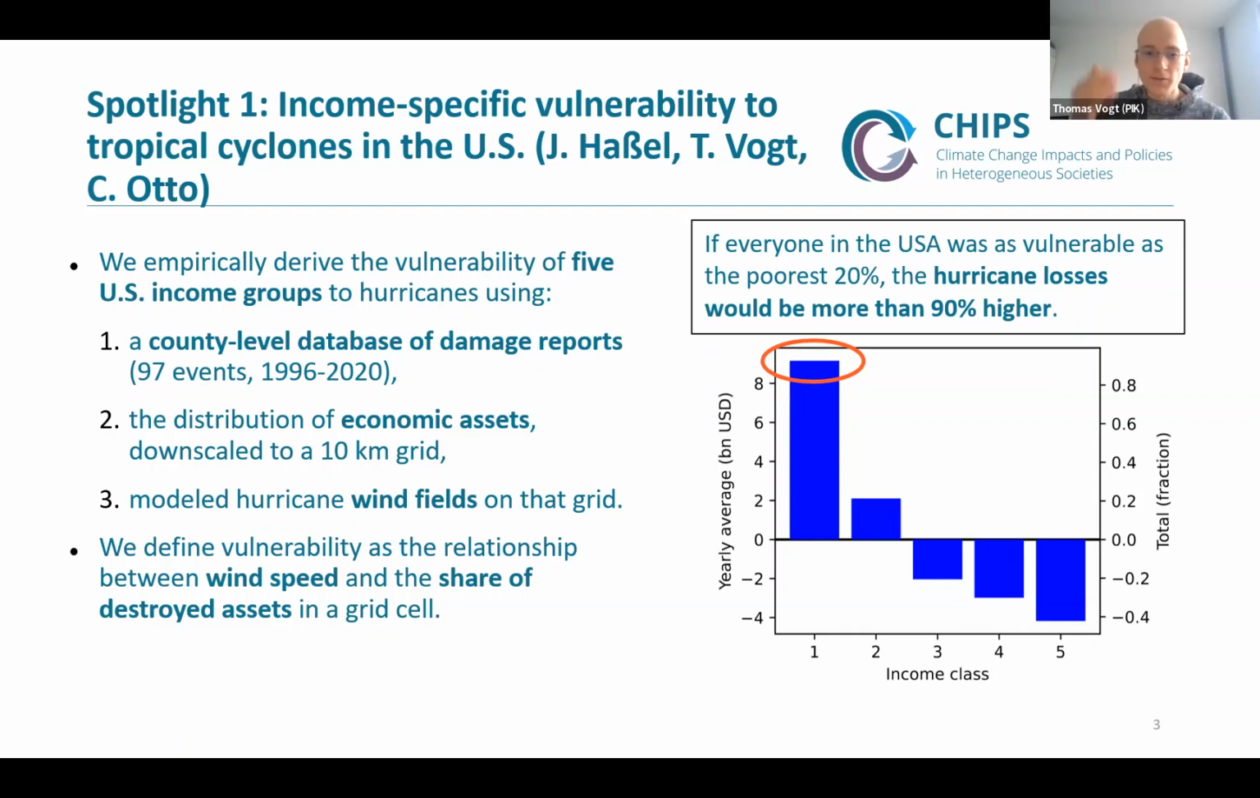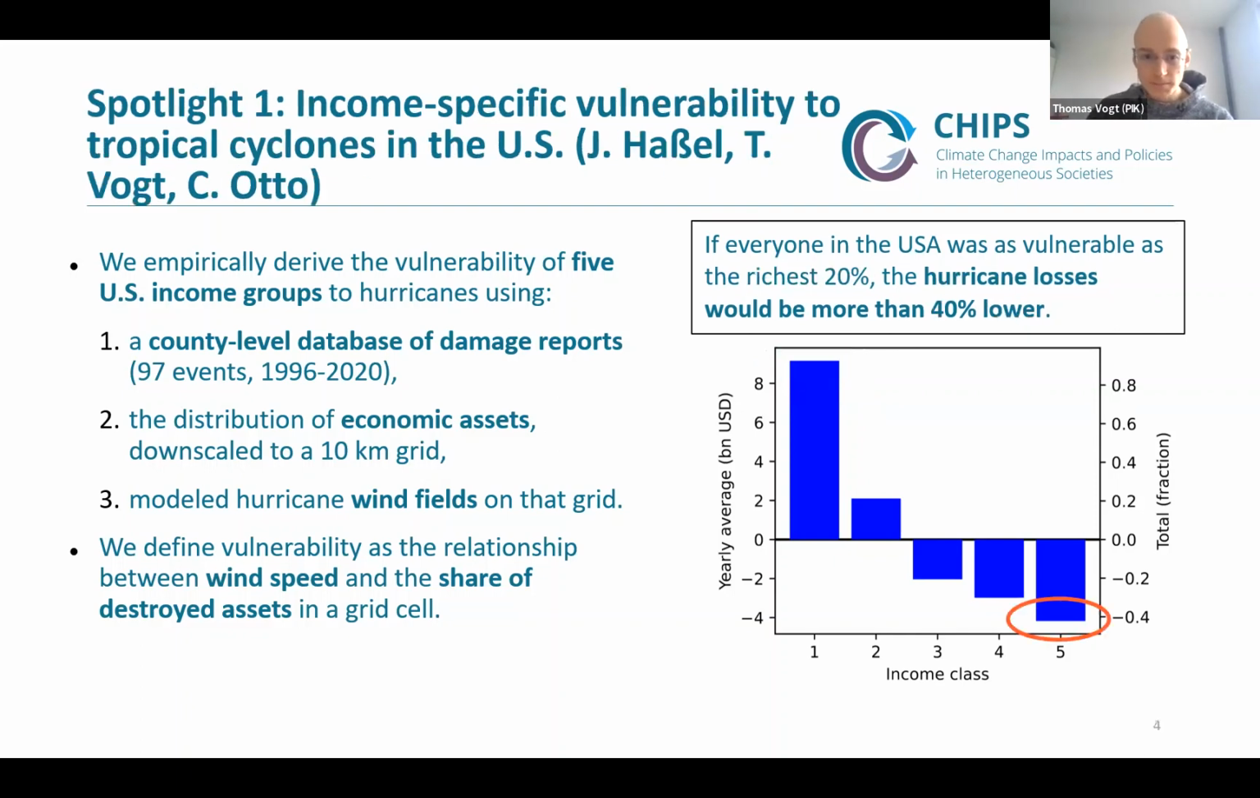For example, in this graphic, you can see that if everyone in the USA was as vulnerable as the poorest 20%, the hurricane losses, according to our model, would be more than 90% higher. Next slide, please. On the right, you can see that if everyone was as vulnerable or as resilient as the richest 20%, the hurricane losses would be more than 40% lower. And we have some more statistics.